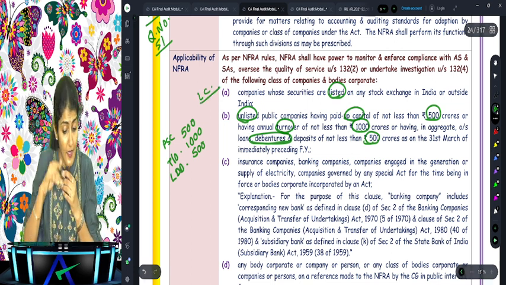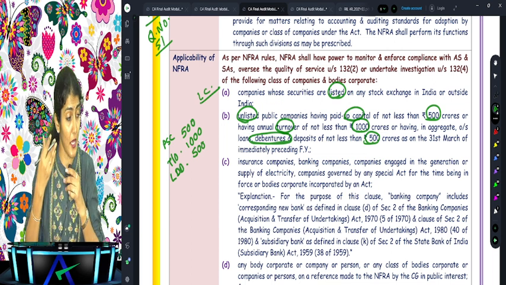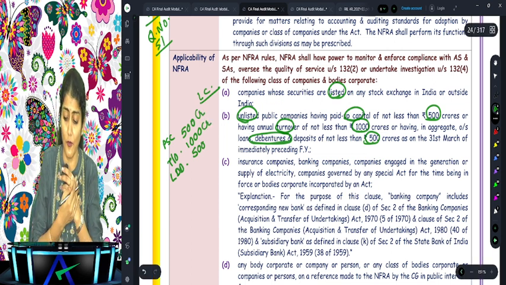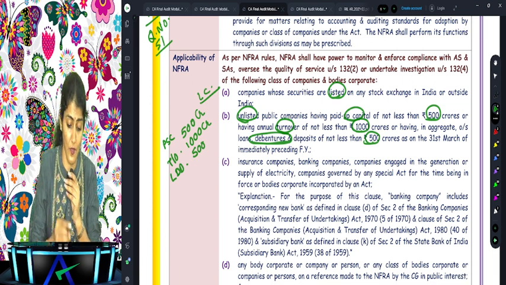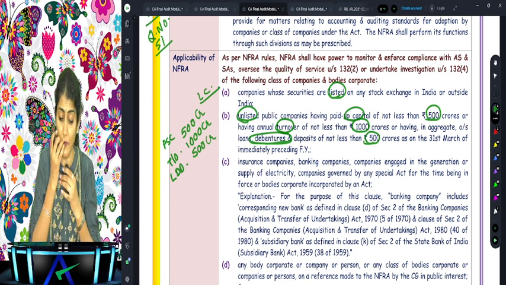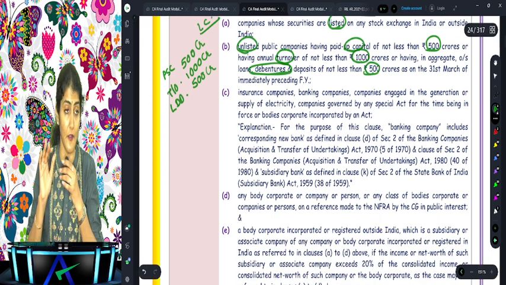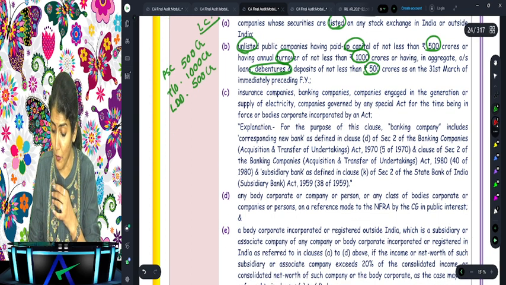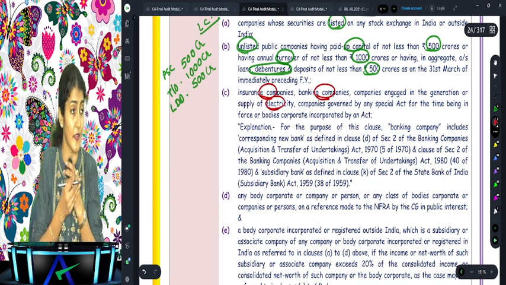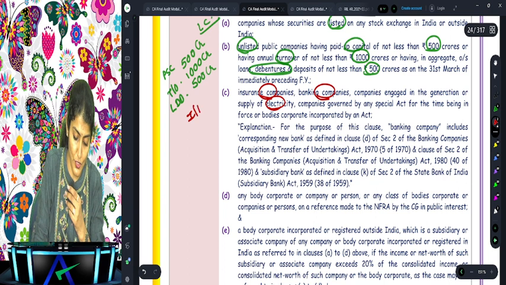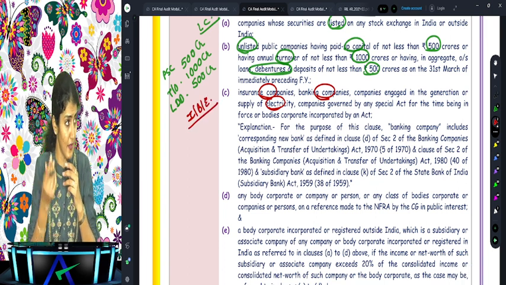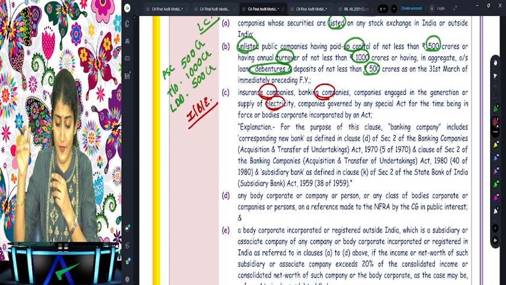Then the unlisted public companies having paid up share capital of more than or equal to 500 crore or the turnover of more than or equal to 1000 crore or having in the aggregate the outstanding loan debenture deposits of more than or equal to 500 crore. Then 3 best friends again roaming together: insurance company, banking company and the electricity supply company. Right? So insurance, banking and the electricity supply. Do they roam together? Right? Insurance, banking and the electricity supply company.